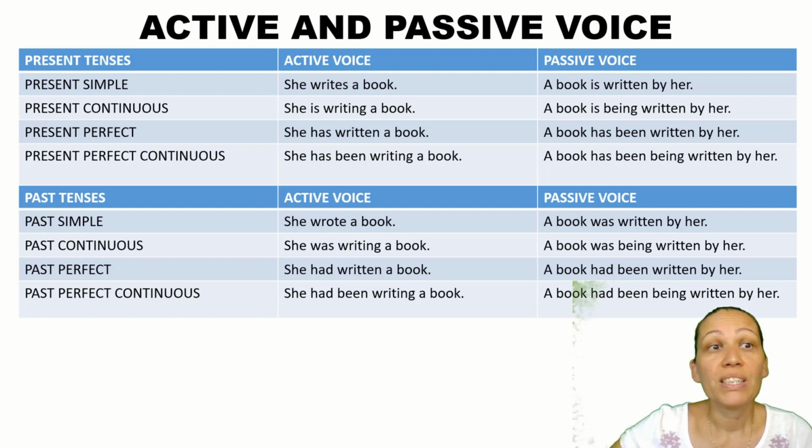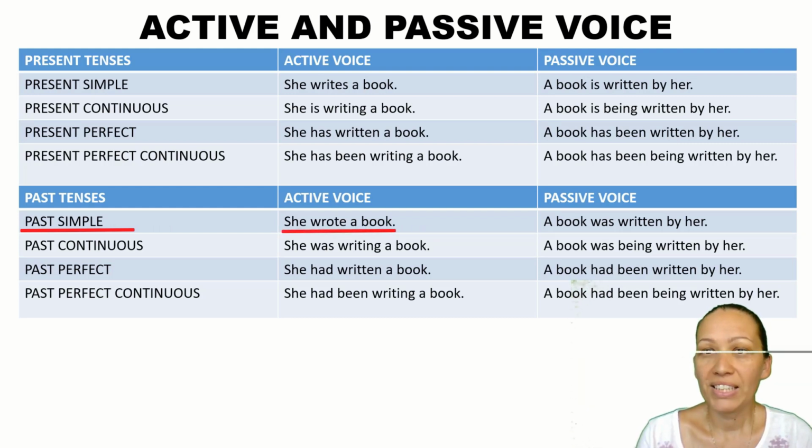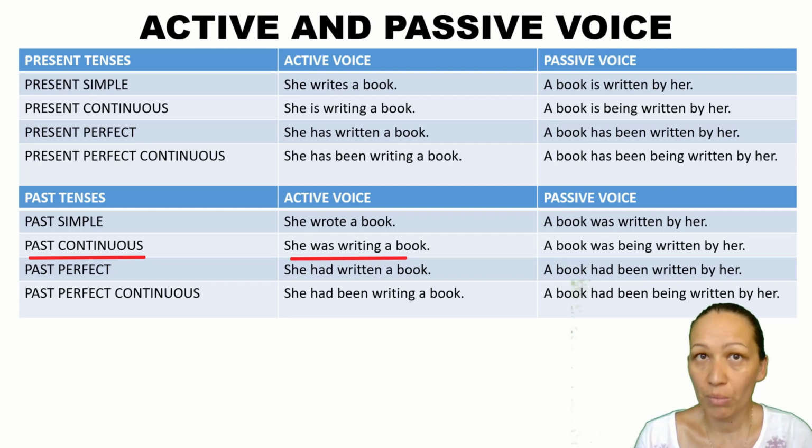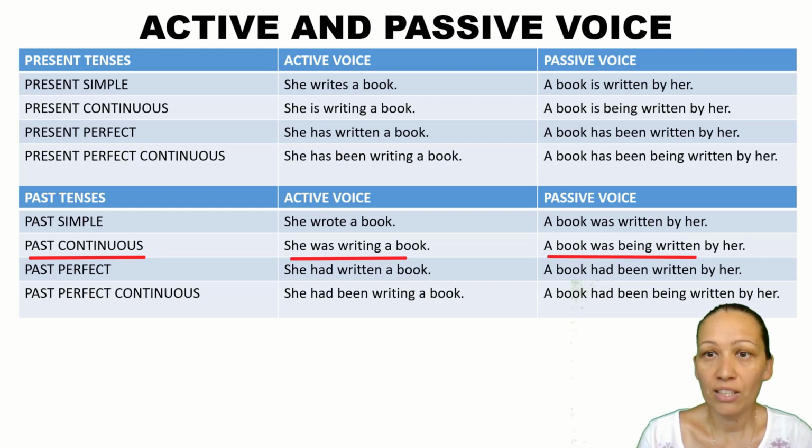Let's see example with past tenses. Past simple. The active voice sentence is she wrote the book. The passive voice sentence is a book was written by her. Probably it will be the most common tense you will see or you will hear. Past continuous. The active voice sentence is she was writing a book. The passive voice sentence will be a book was being written by her.